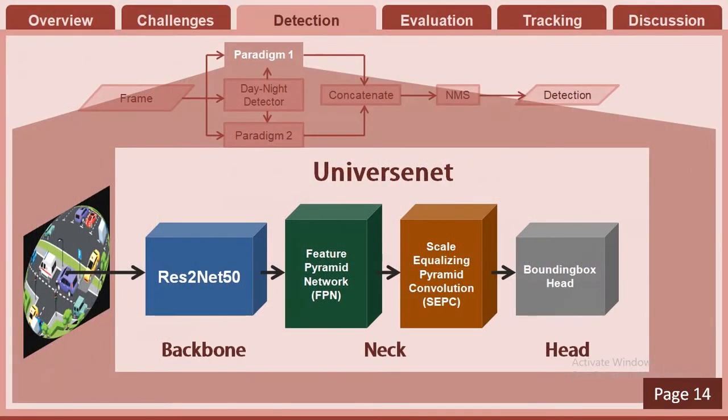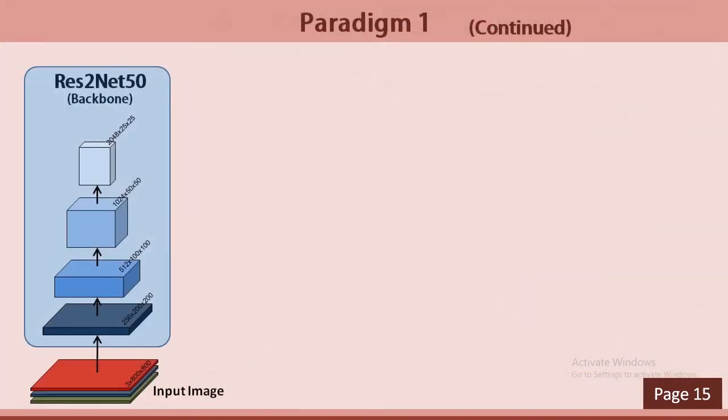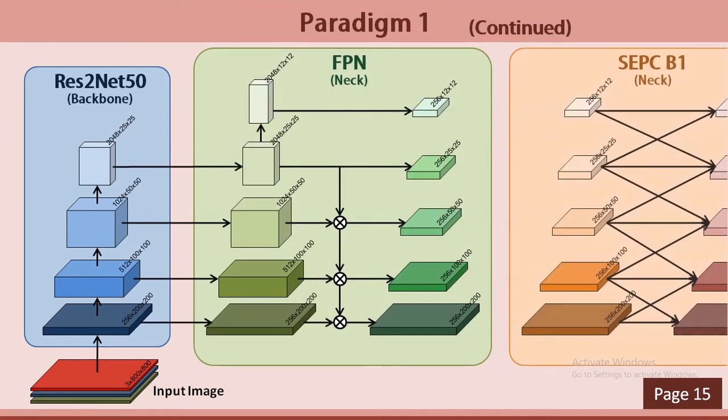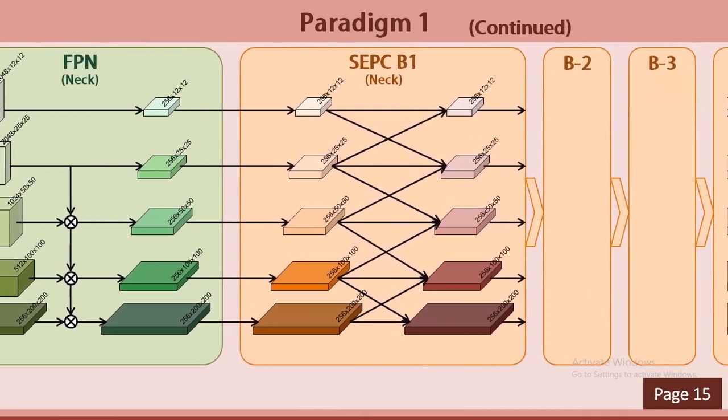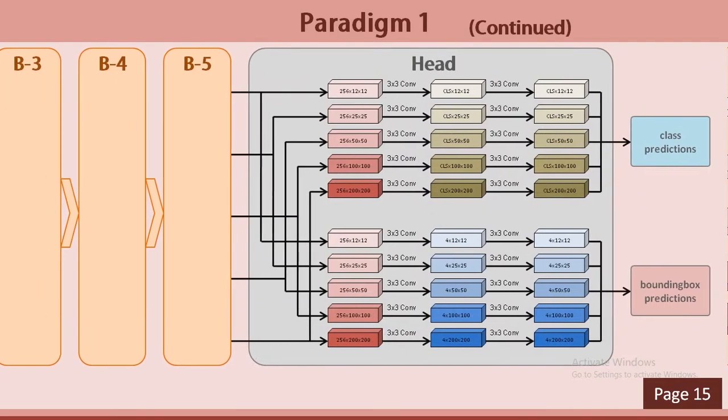For paradigm 1, we used an anchor-free detector named UniverseNet. The detector uses a ResNet-50 feature extractor as the backbone. The features returned by the backbone are then used by the feature pyramid network, and after that the feature stack goes to the ACPC block. In the ACPC, a special type of 3D convolution is used, named scale-equalizing pyramid convolution, which performs better on small object detection tasks.